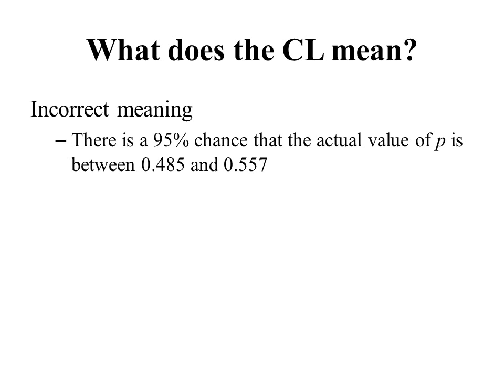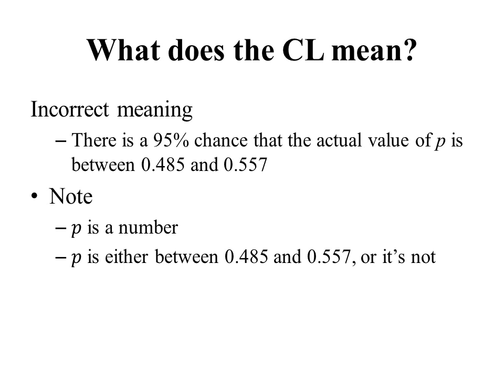Now, an incorrect meaning would be to say that there is a 95% chance that the actual value of P is somewhere between those two numbers. So why is this an incorrect meaning? Well, let's make a couple of observations. Number one, P, the population proportion, is a number. I don't know the value of that number. Nobody does, but it is a number. It has a single value. Okay? So that number is either between 0.485 and 0.557, or it's not.